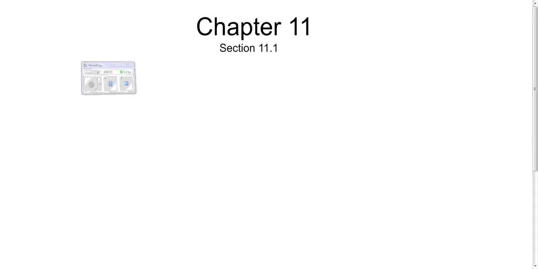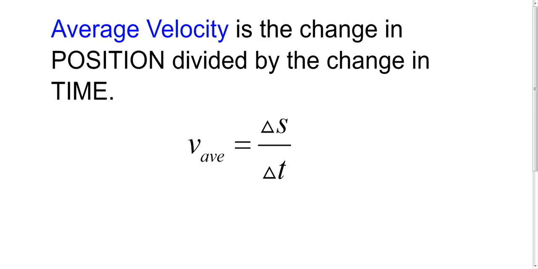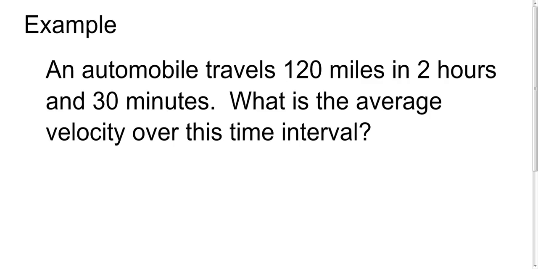Okay, welcome to chapter 11. We are going to start out looking at some average velocity problems. Average velocity is the change in position divided by the change in time. And we're going to do a couple examples here so that you can see how this is really something similar that you actually already know how to do.